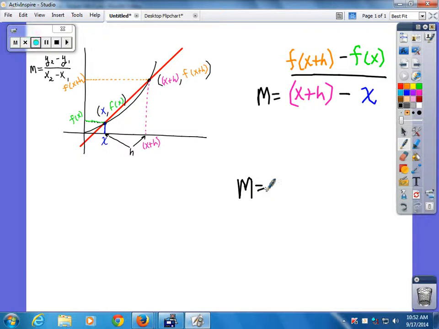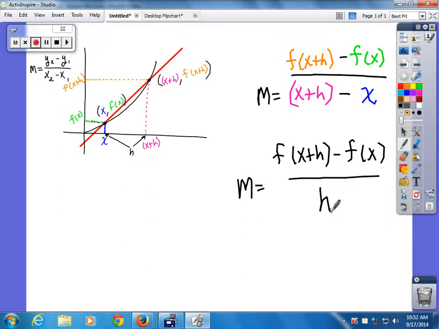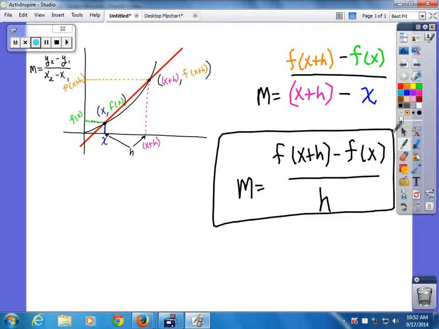M is equal to f of x plus h minus f of x over what? H. The x plus h just cancels out, this cancels that out and you're left with h. Somebody tell me what this is. What's it called? Now you know what the difference quotient is. It's the slope.